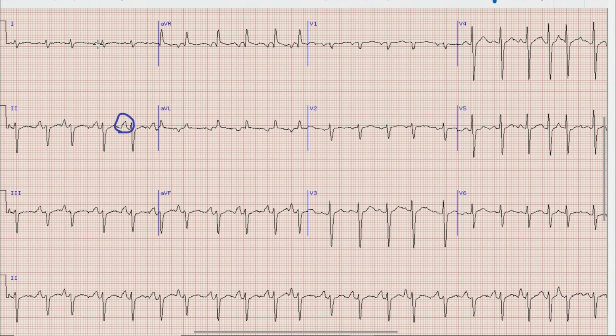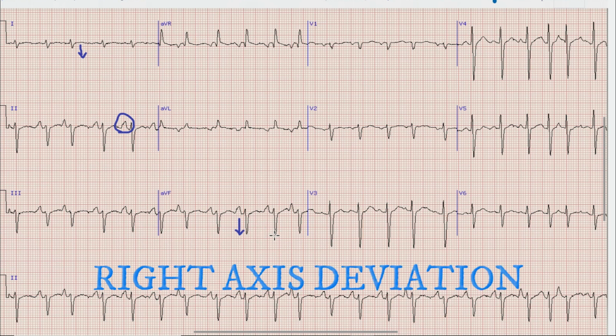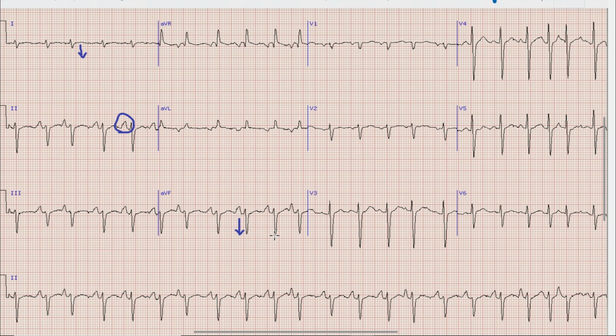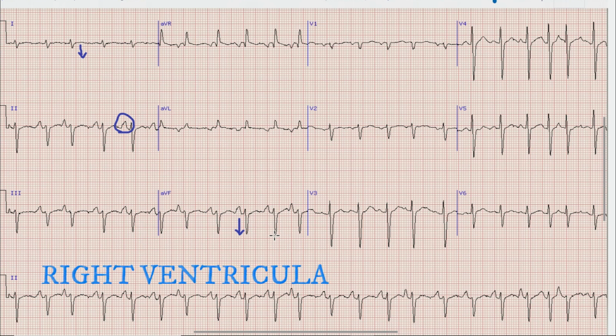Now next step is finding the axis on this ECG, for which we look at lead 1 and lead AVF. The net direction of QRS complex in lead 1 is downwards. Similarly, the QRS complex in lead AVF is also directed downwards. So the axis in this case is right axis deviation. The presence of right axis deviation on an ECG is indicative of right ventricular hypertrophy or pressure overload.